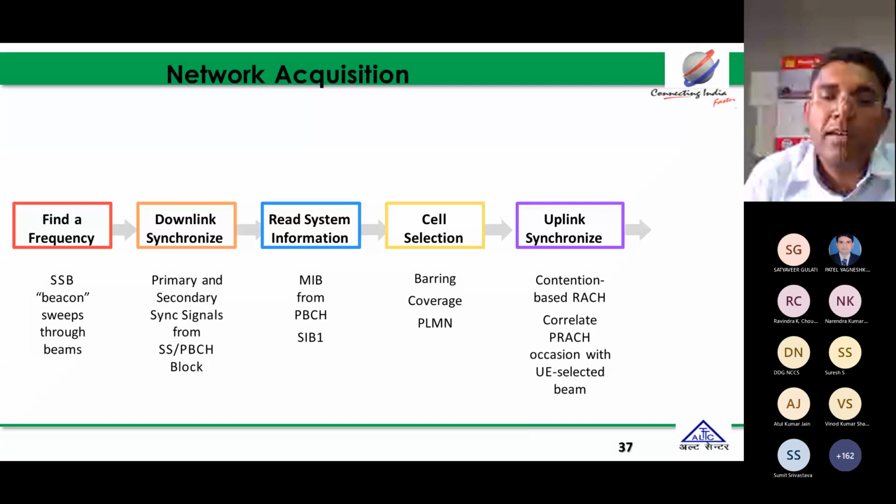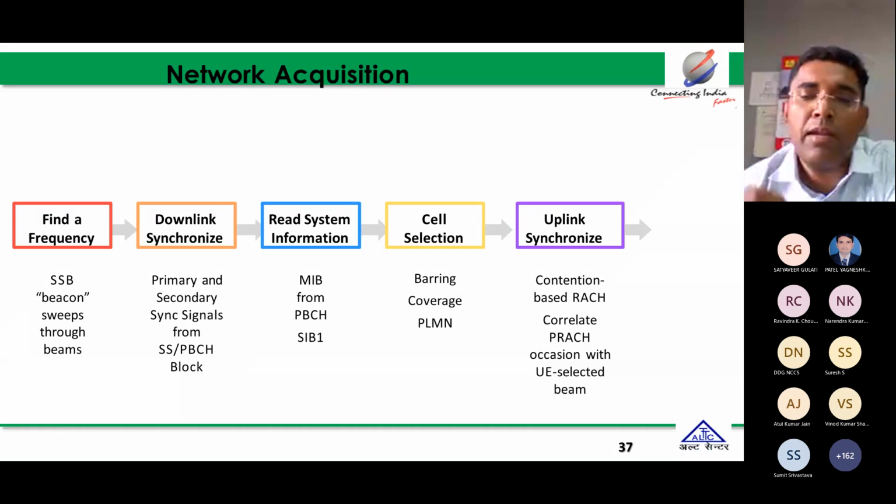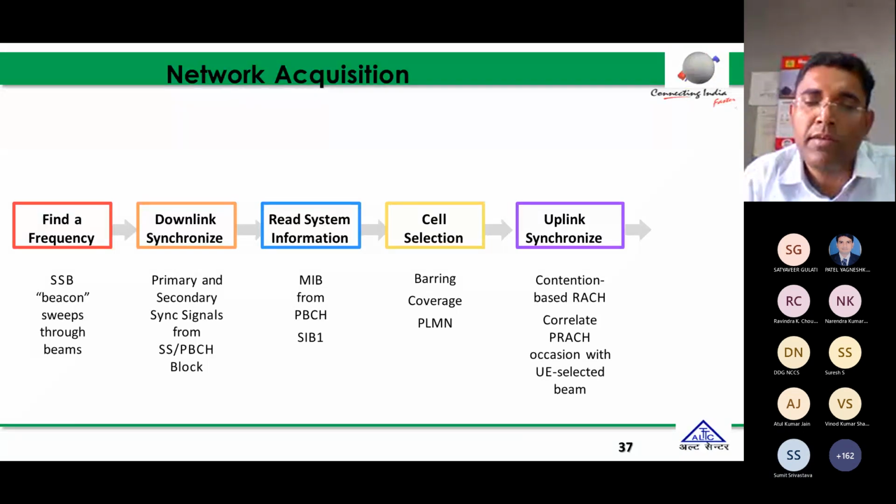The PLMN is also used in 3G and 2G, right? MCC plus MNC, mobile country code and mobile network code. That is public land mobile network. That one code is transmitted in the SIB1, that is the MCC plus MNC.